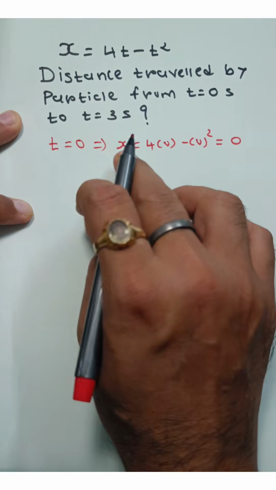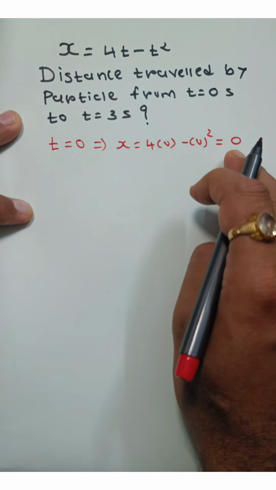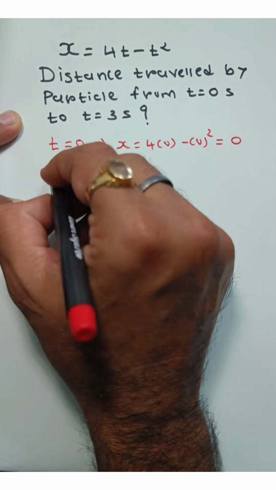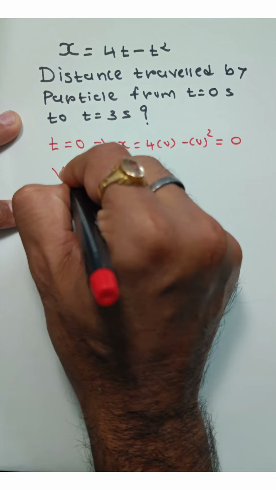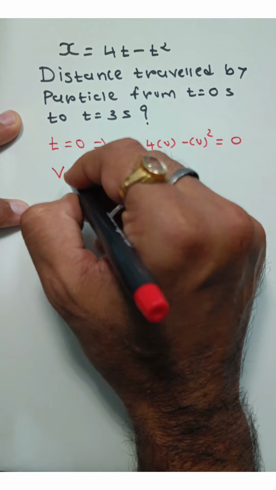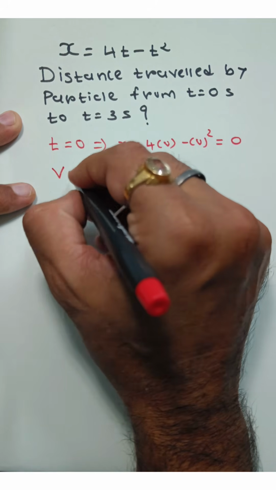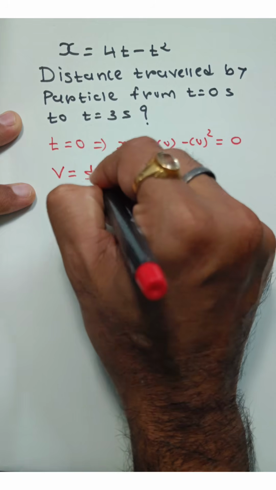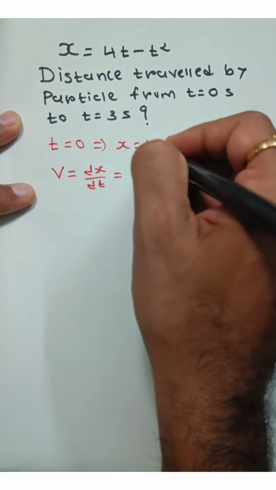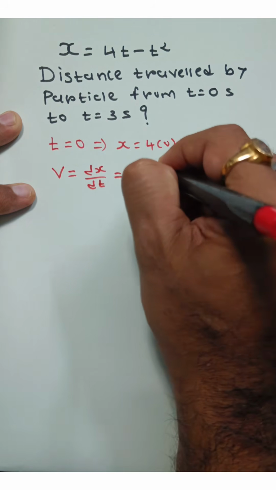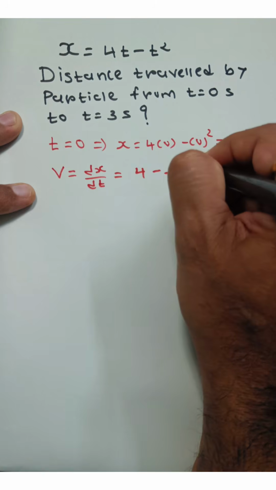So when time is 0, the position of the particle is 0, x = 0. Now find out the speed. At which time is speed or velocity 0? Then v is equal to the differentiation of x with respect to time. So it is 4 - 2t.